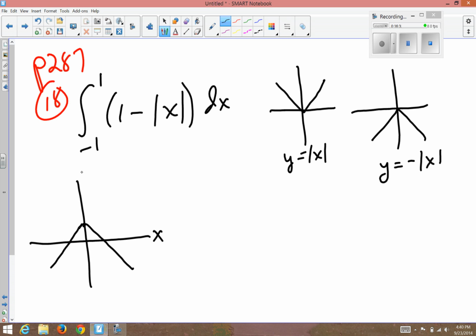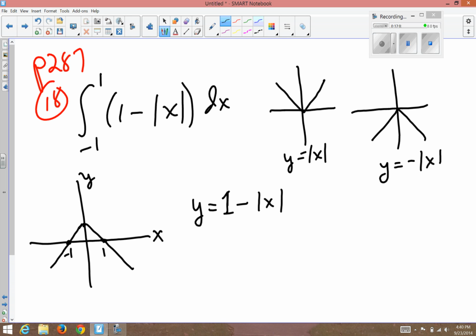X-axis, y-axis. It just so happens that this crosses the x-axis at -1 and 1, because in this equation y equals the integrand, when x is -1, or when x is 1, y is 0. That's why we need the points (1, 0) and (-1, 0). We need those points, and (0, 1), because when x is 0, y is 1.